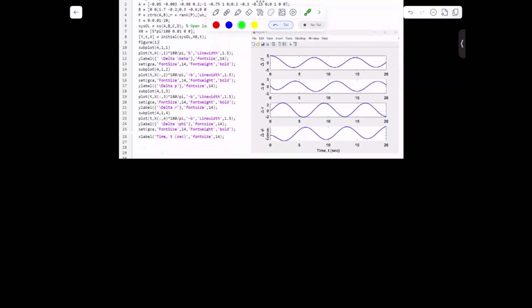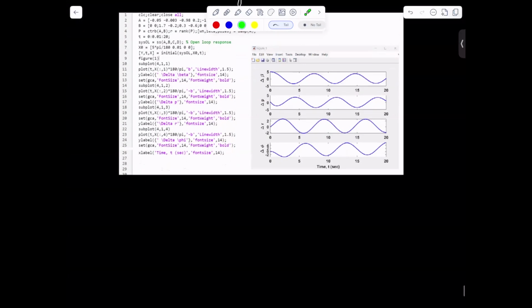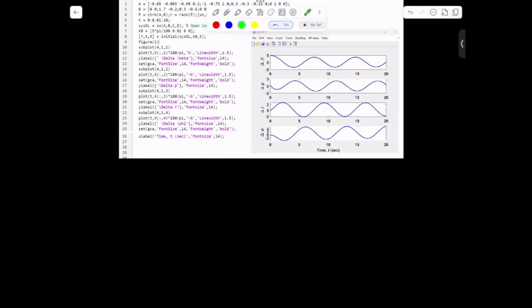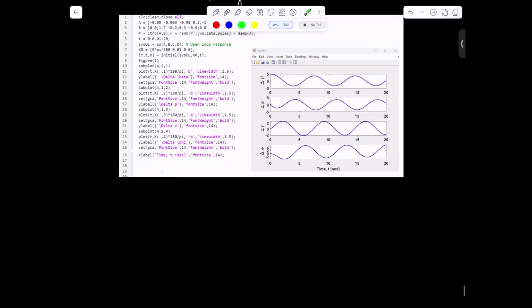So for that, we have to design the control. So let's find the control gain matrix. We already have the poles of the system. These poles are given in the problem. So here we can write the control design. It will help us to mitigate these oscillations.